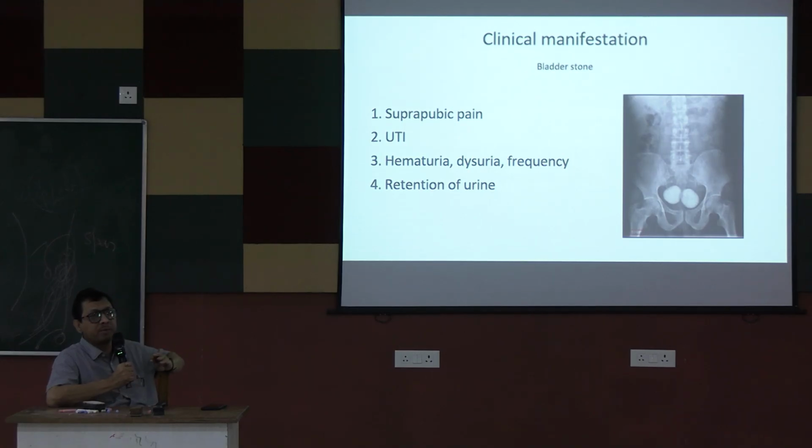Patients with lower tract obstruction should also be screened for urinary stone disease. We commonly see that there is obstruction, the patient has come with narrow flow or difficulty in voiding. On evaluation we find there is a bladder stone in it. So any lower tract symptoms, especially in the younger age group or very old population, we must screen for urinary bladder stone. They usually come with suprapubic pain, urinary tract infection, hematuria, dysuria, frequency.